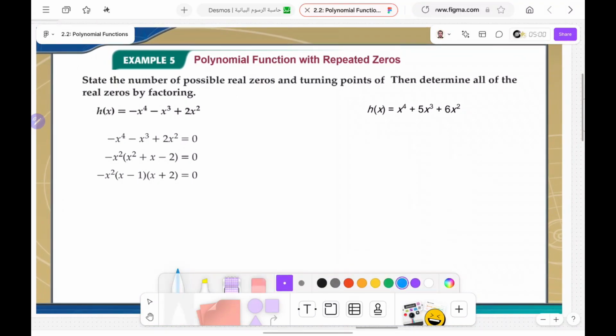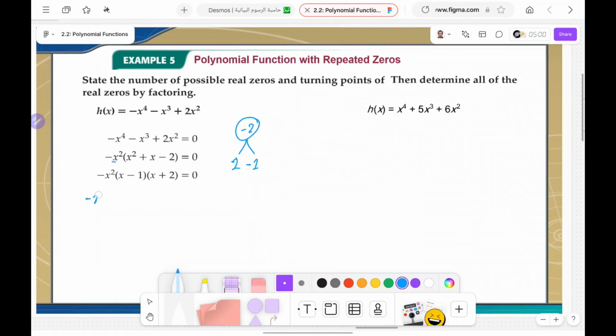So the first here, if we take the common factor, x squared is a common factor. I can also take the negative as a common factor. So if I take negative x squared as a common factor, it will be x squared plus x minus 2. Now we can factor -2. What are the factors of -2 that give 1? It's 2 and 1, and you can say it's -1 here.